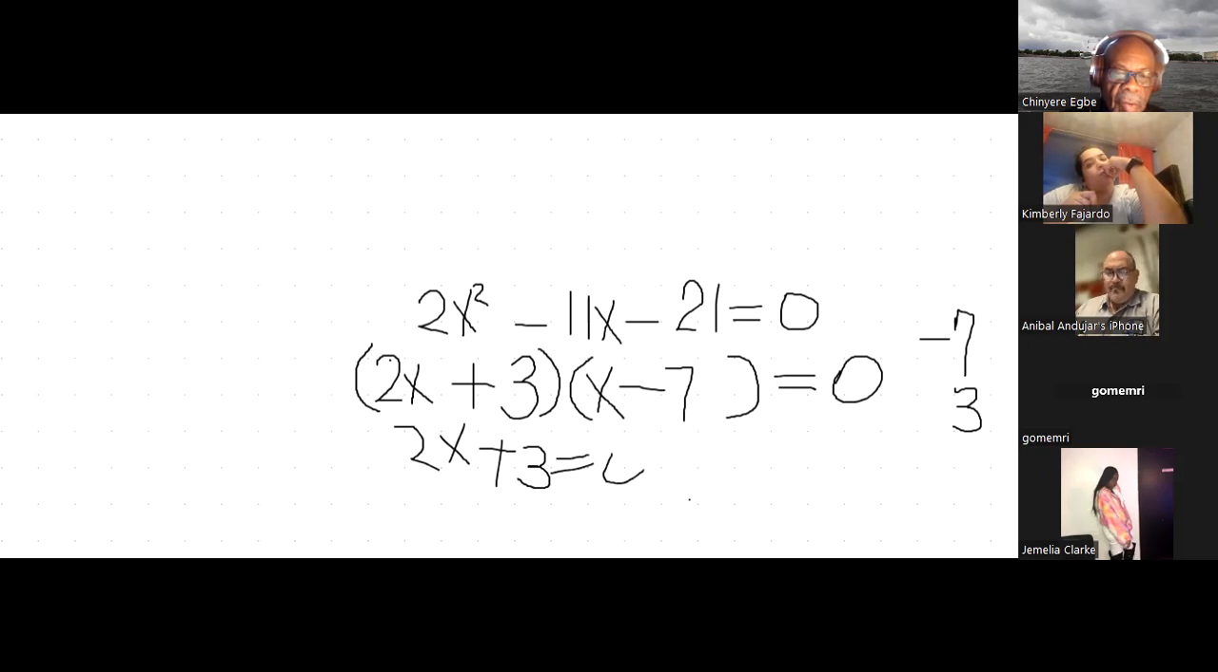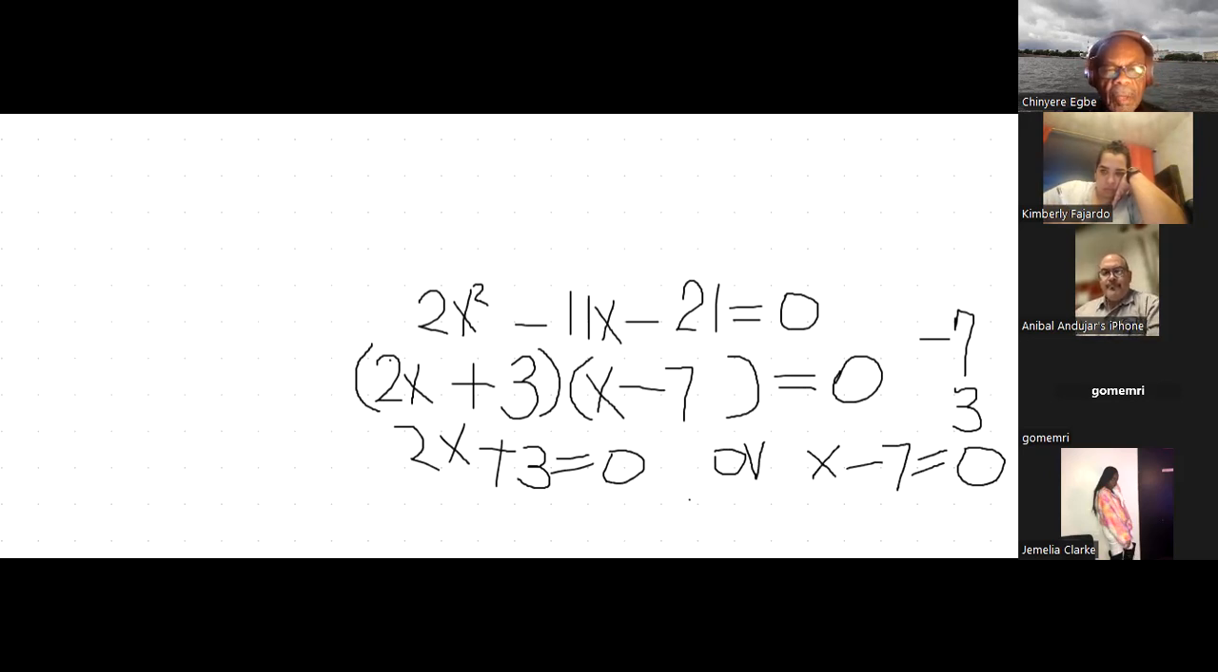So in order to solve this problem, either 2x plus 3 equals 0, or x minus 7 will be a 0. That is to say, either x minus 7 is a 0, in which case if you multiply that 0 by 2x plus 3, you get a 0. Or 2x plus 3 must be a 0.